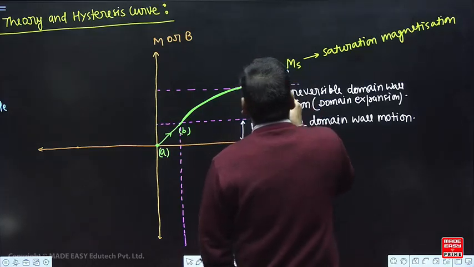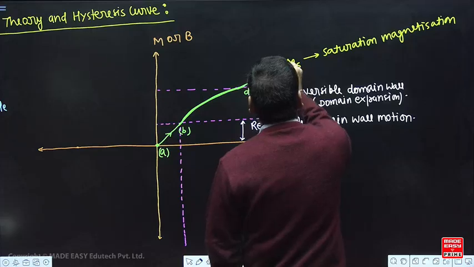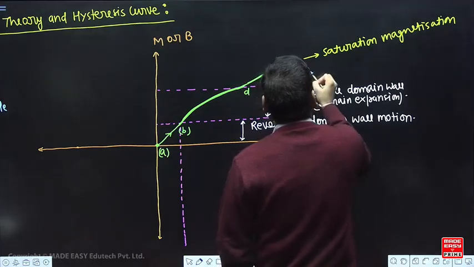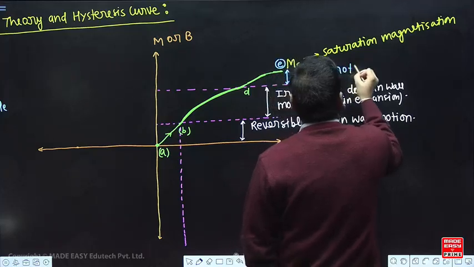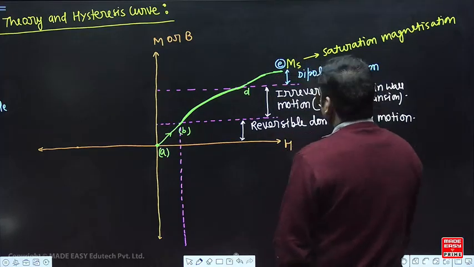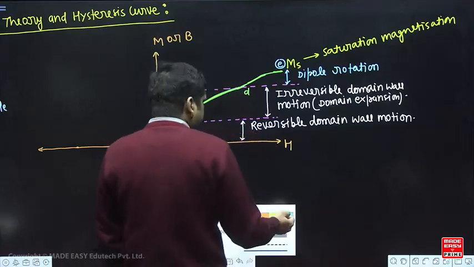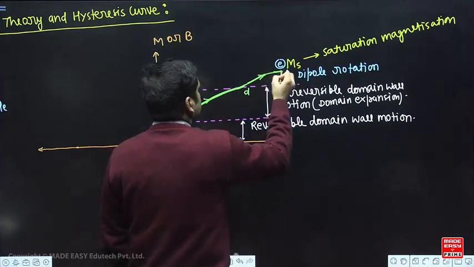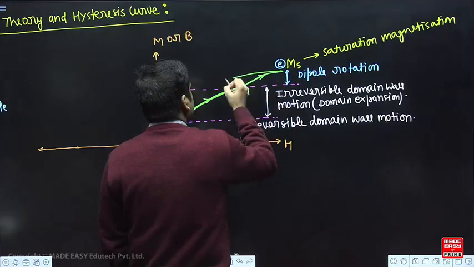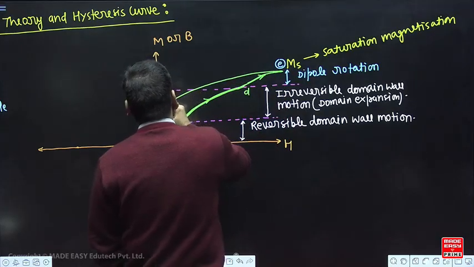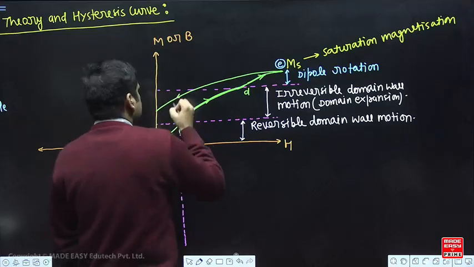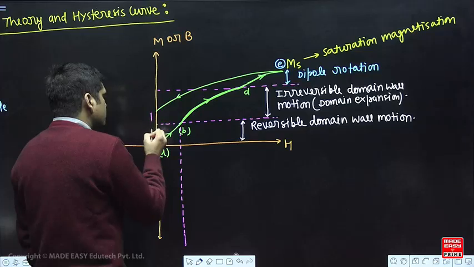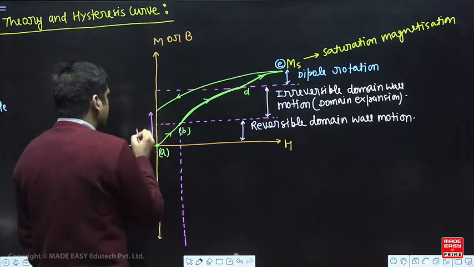From point D to E, let us suppose this is point E. So from D to E, dipole rotation takes place. Now once we start decreasing the field, magnetization will keep on decreasing, and at certain magnetic field, let us suppose magnetic field becomes 0, still we have certain non-zero value of magnetization.